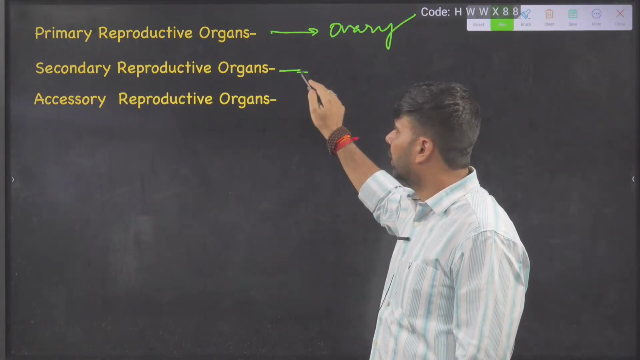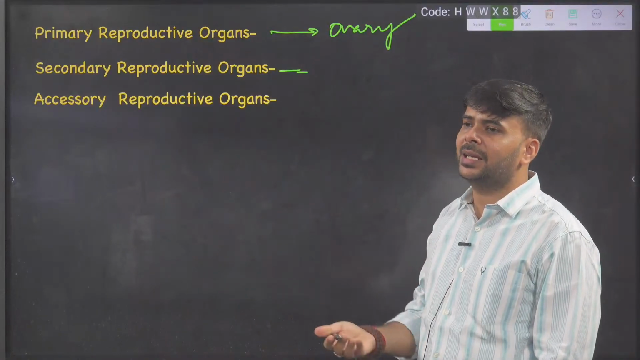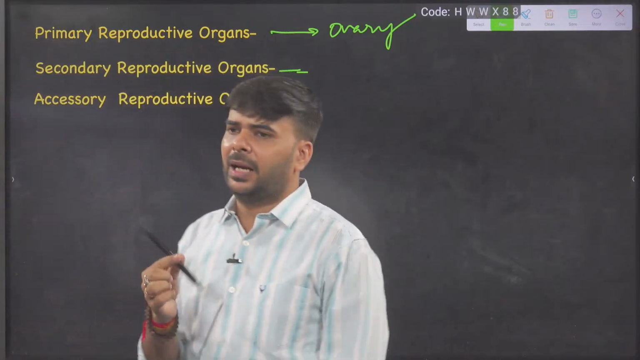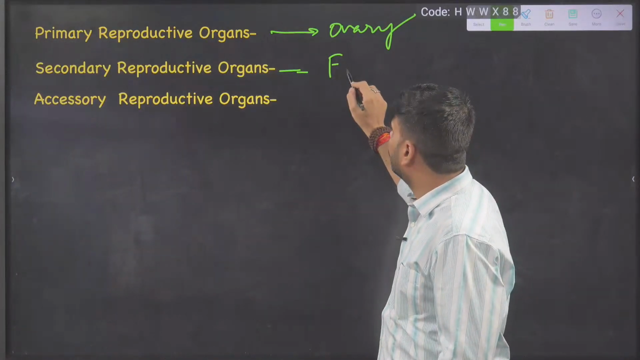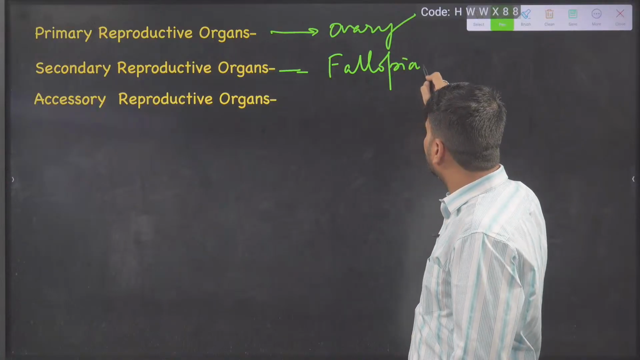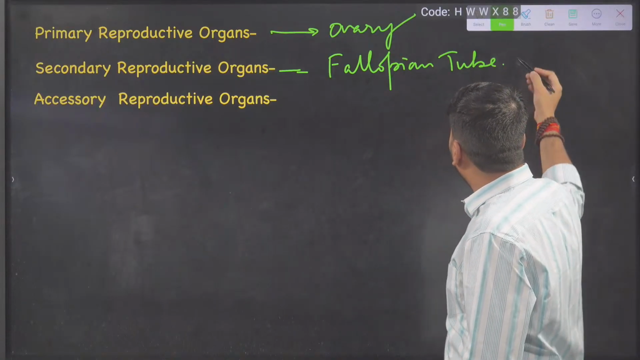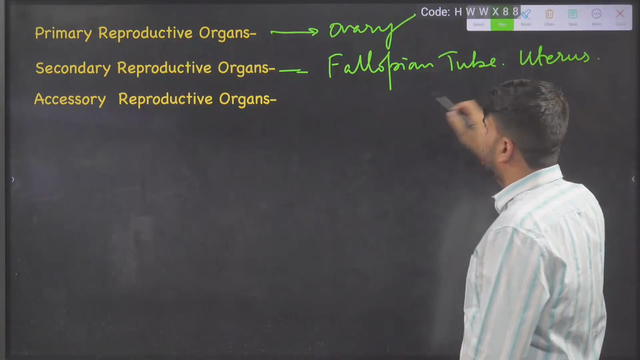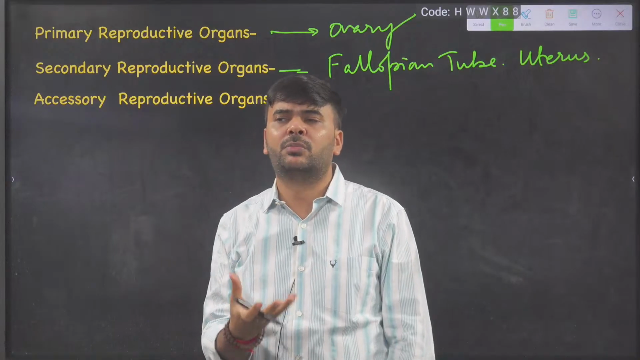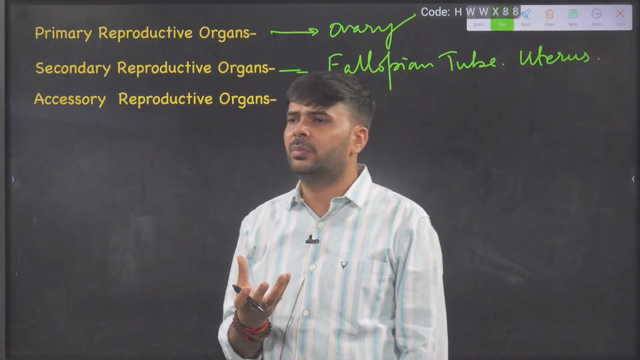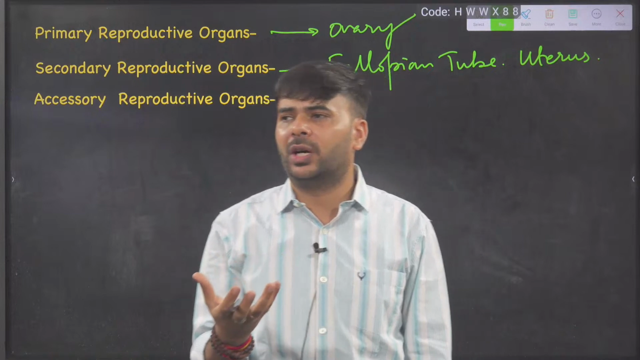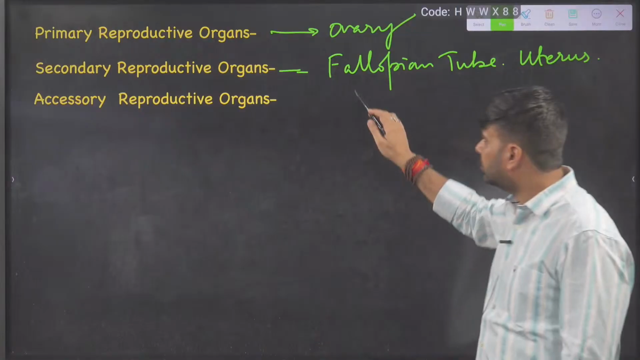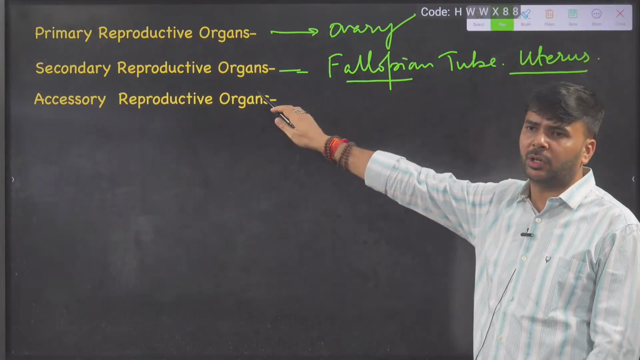Next, the secondary reproductive organ. Secondary reproductive organ means what carries the gamete. It is the fallopian tube, and you can also say oviduct. I'm writing here the uterus. The uterus also comes under secondary reproductive organ because the uterus is a modified fallopian tube. What carries ova is called the oviduct. The fallopian tube is also an oviduct. The fallopian tube and uterus are secondary reproductive organs.